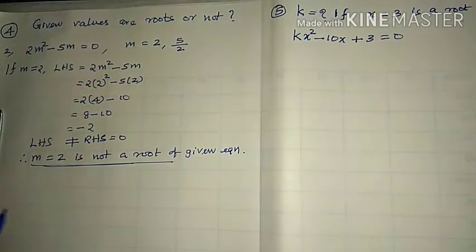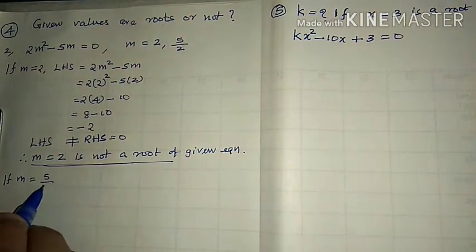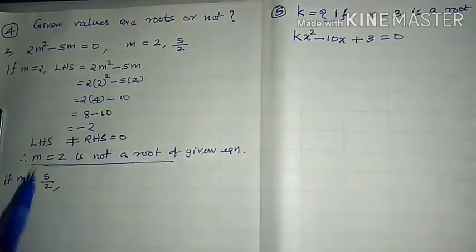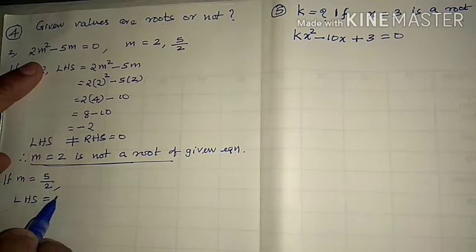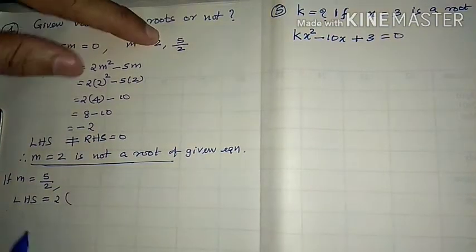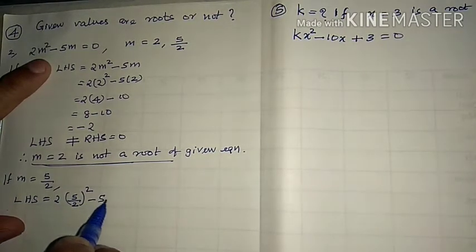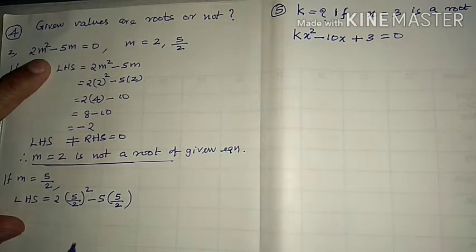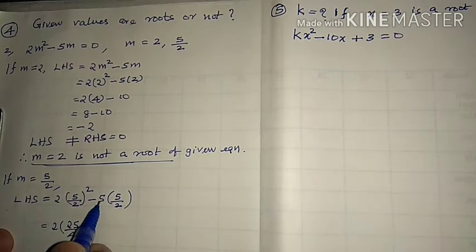Okay, it is not a root. Now we check m is equal to 5 by 2. If m is 5 by 2, the left hand side equals 2m square minus 5m. M is 5 by 2, so this is 2 into (5 by 2) square minus 5 into 5 by 2, the value of m. This is 2 into 5 square, 25, upon 2 square, 4, minus 5 fives are 25 upon 2.